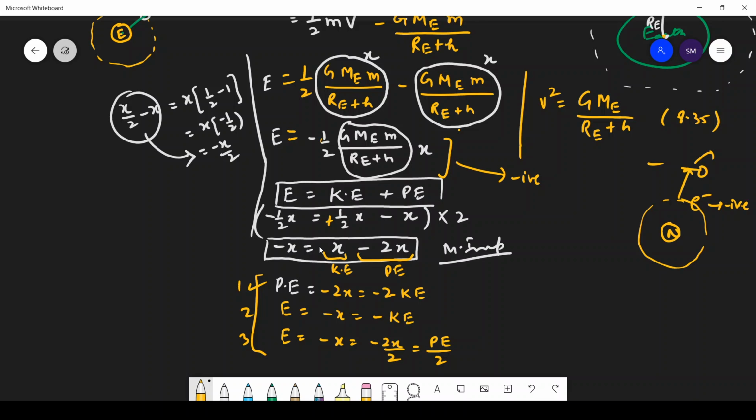So this is what is written in your book also, page 196. The total energy of a circularly orbiting satellite is negative, with the potential energy being negative, but twice the magnitude of the positive kinetic energy. So potential energy is negative, but it is twice that of kinetic energy, right? So I have written all these three relations.